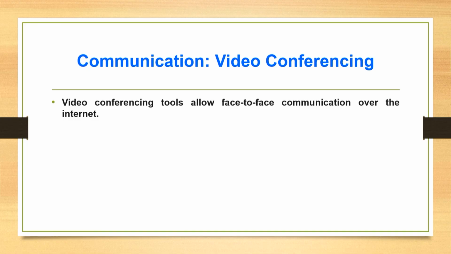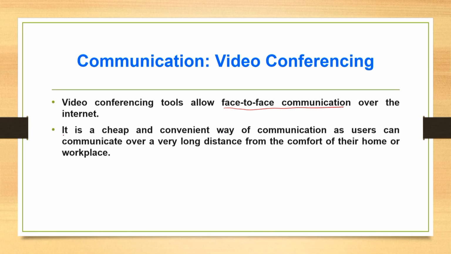So what is video conferencing? It allows face-to-face communication over the internet. So people who are sitting in the US or UK or India can communicate with each other. They can see their backgrounds, they can see their faces while talking to each other. And the beauty, or you can say the advantage, of this is what? It's a cheap and convenient way of communication, because users can communicate over a long distance from the comfort of their home or workplace.